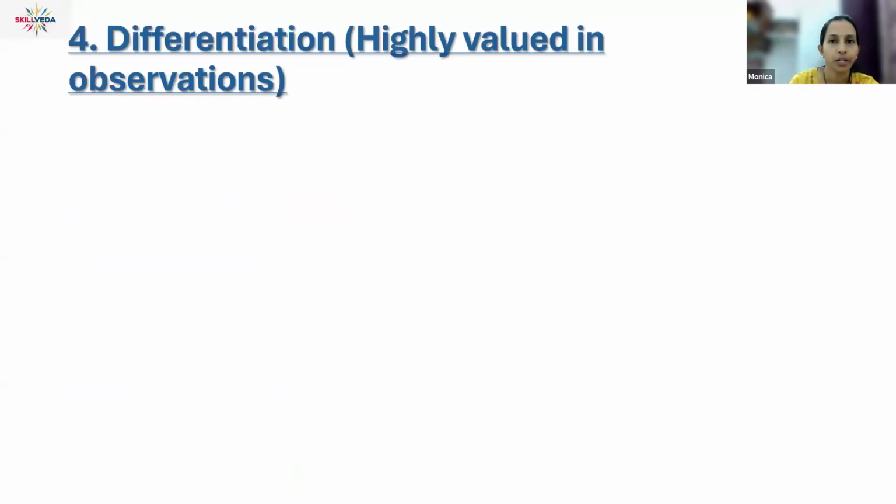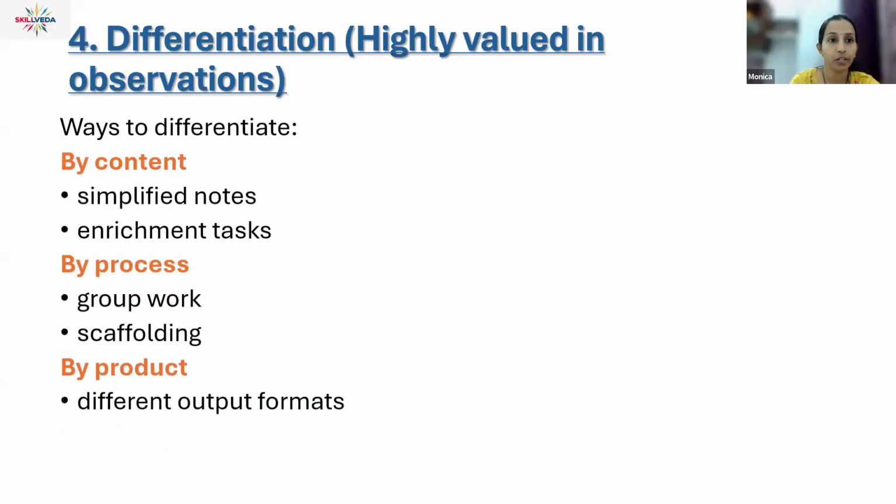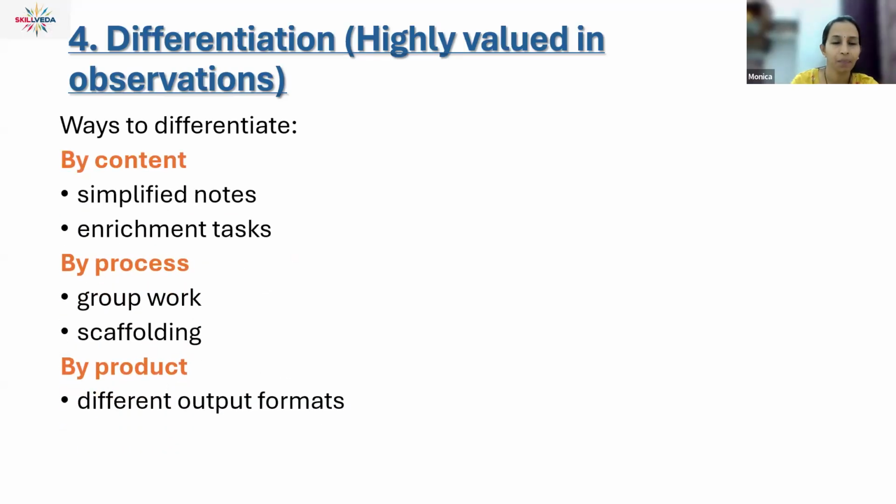Okay, then differentiation. This is very highly valued in observation, especially when management comes and observes your classes. They value these kinds of differentiation. So how we can differentiate is by content. For example, different topics have different types of content. So we can simplify the topic maybe by concept map, flow chart, something like that.